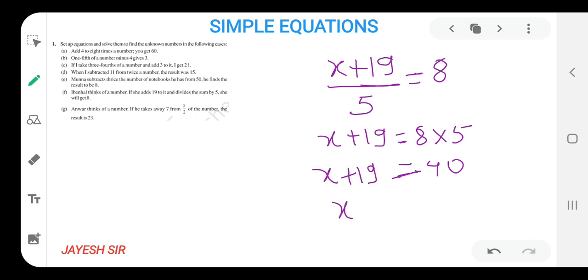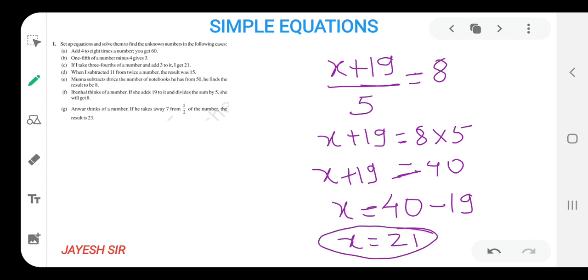Now plus 19 after going this side. First on the right hand side 40 is there, we will write 40. Now plus 19 after going this side will become minus 19. So the value of x we are obtaining over here would be 21. I hope you all might be getting it, friends. So this was again the easier type of sums.